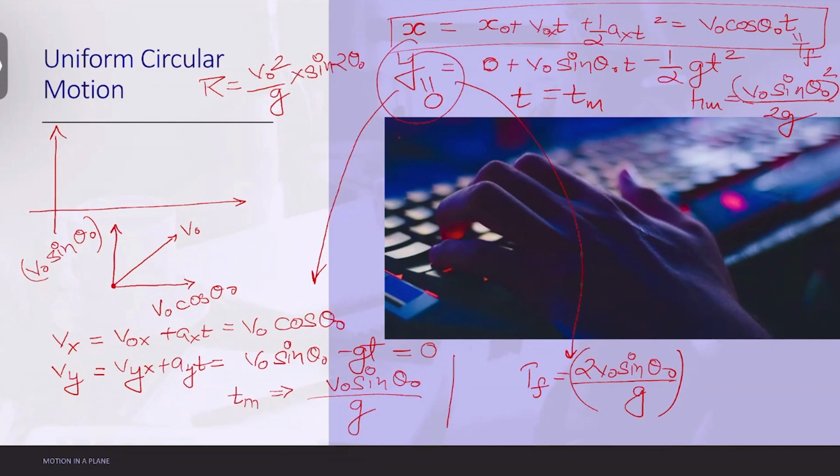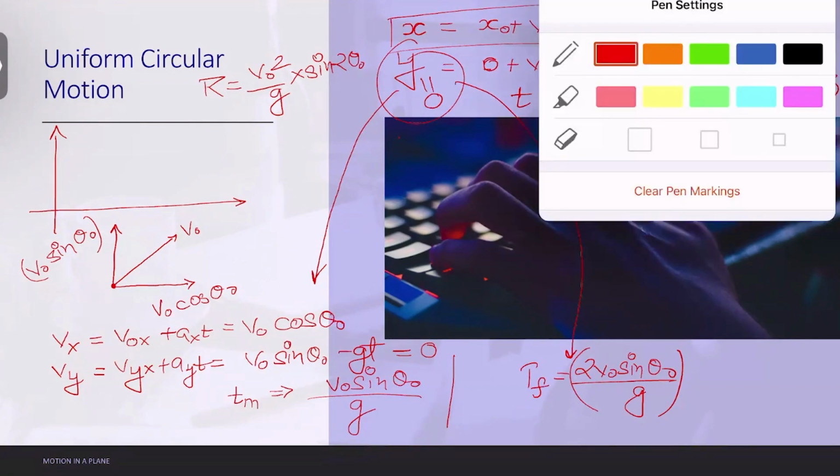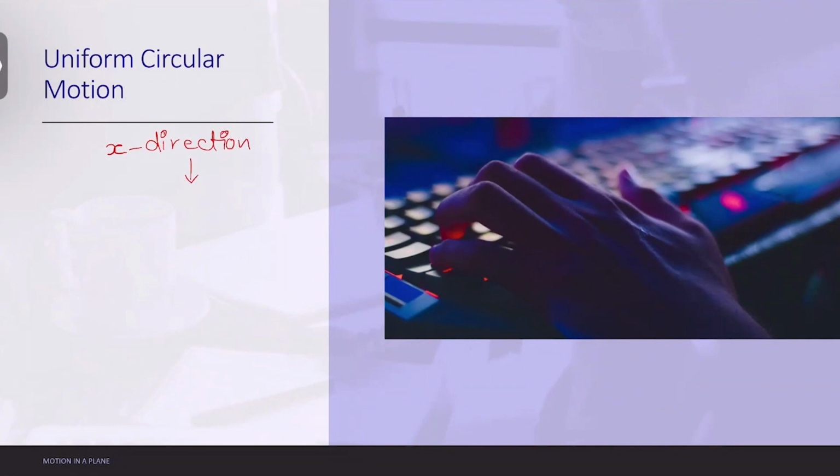Please remember, in the complete understanding of uniform projectile motion, we always understood the acceleration as a constant acceleration. In the x direction it was 0, and in the y direction it was constant, equal to minus g. That being said, let us move on to the final discussion regarding the motion in a plane chapter, that is regarding uniform circular motion.